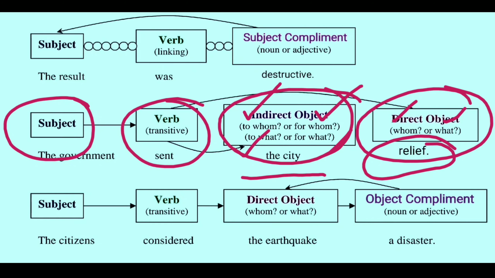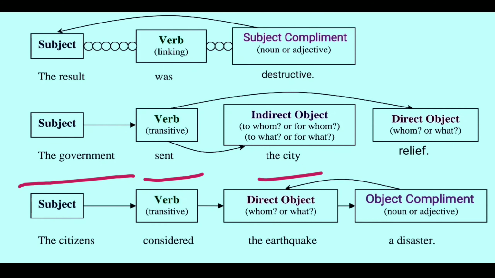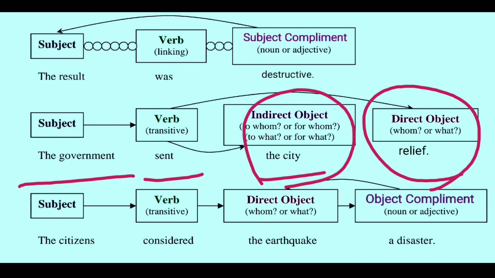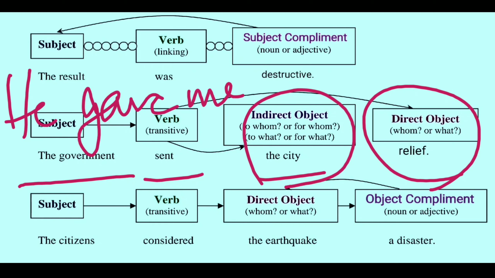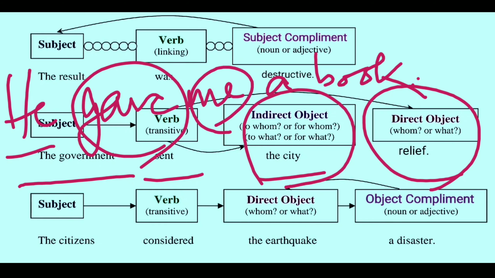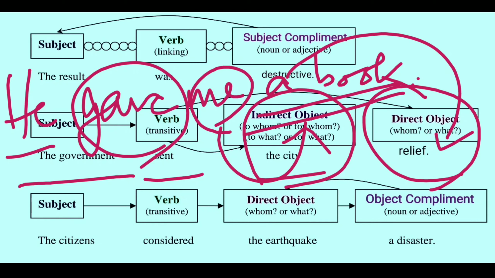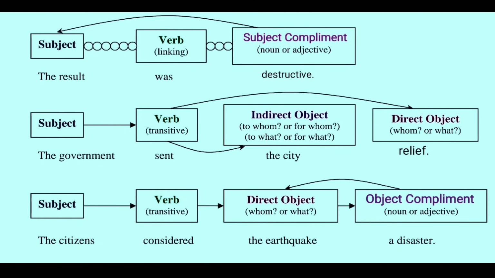And the sentence is the government sent the city, indirect object, relief, direct object. The government sent the city relief. You can take other examples like he gave me a book. Here he is the subject, gave is the verb, me is your indirect object, and a book is your direct object. I hope you have understood this one.